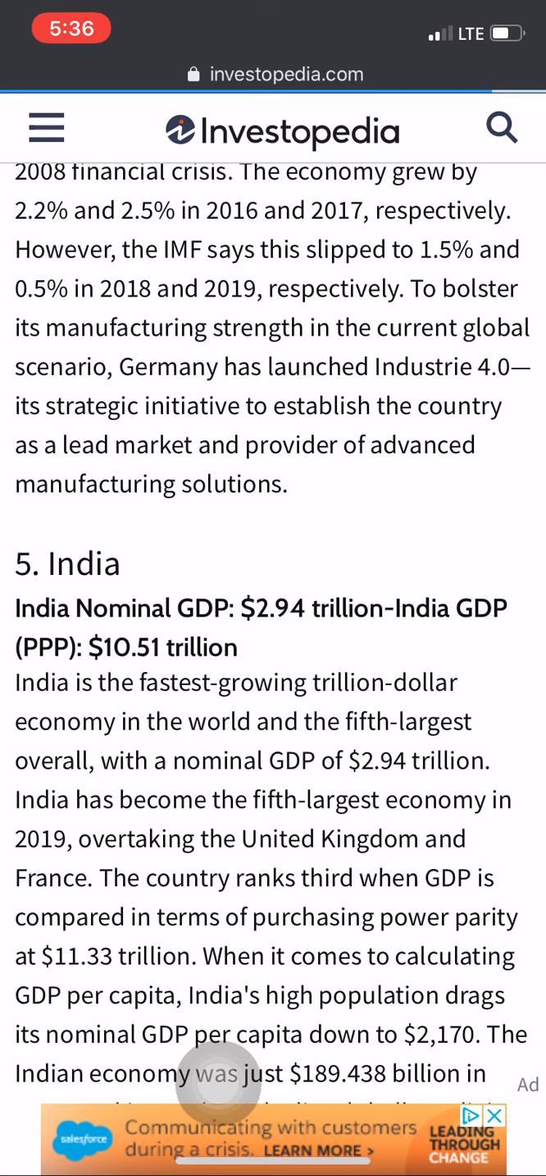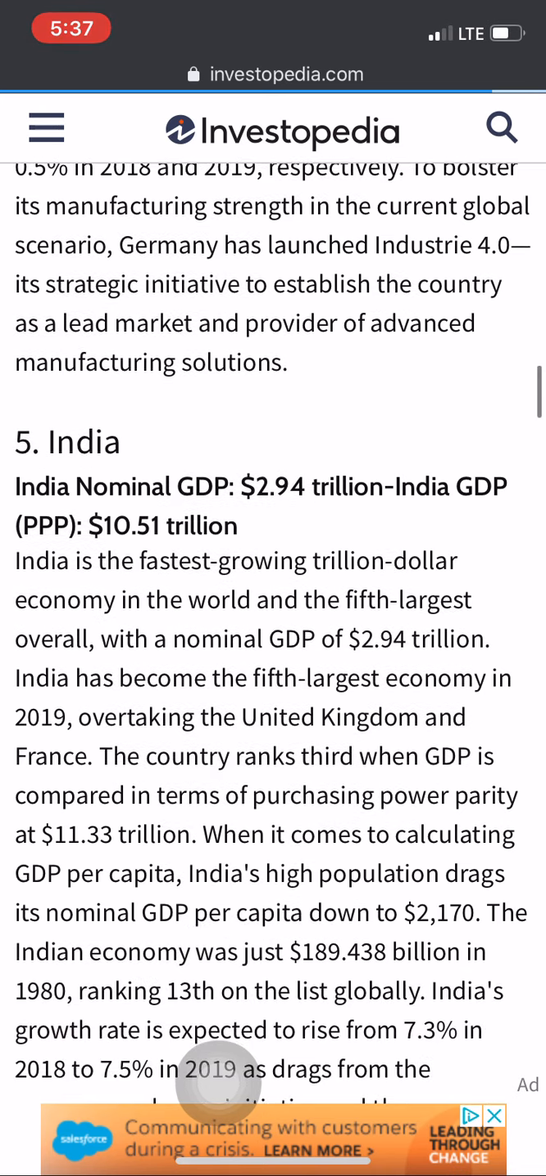Because the cost of living in most parts of India is very low as compared to the cost of living in most of the developed countries. That's why the amount of things that you can do with $100 in India is way higher than the amount of things that you can do with $100 in the US. So that's why India's purchasing power parity is much higher.